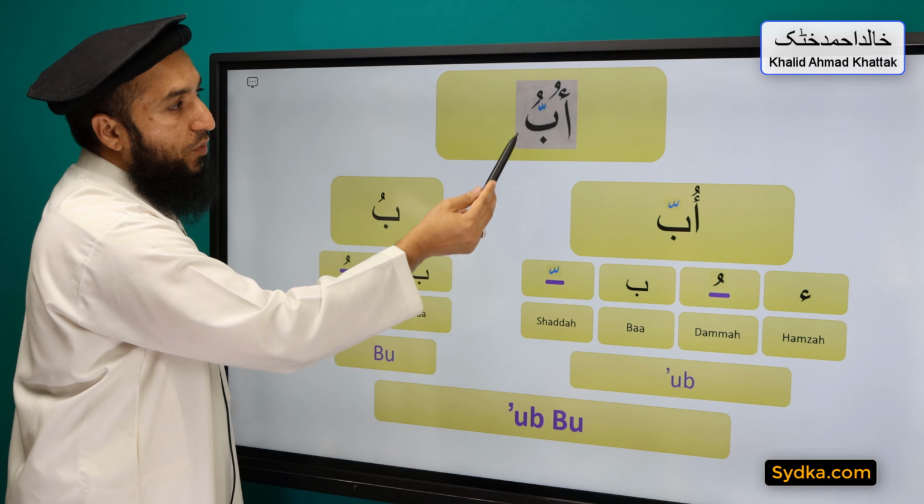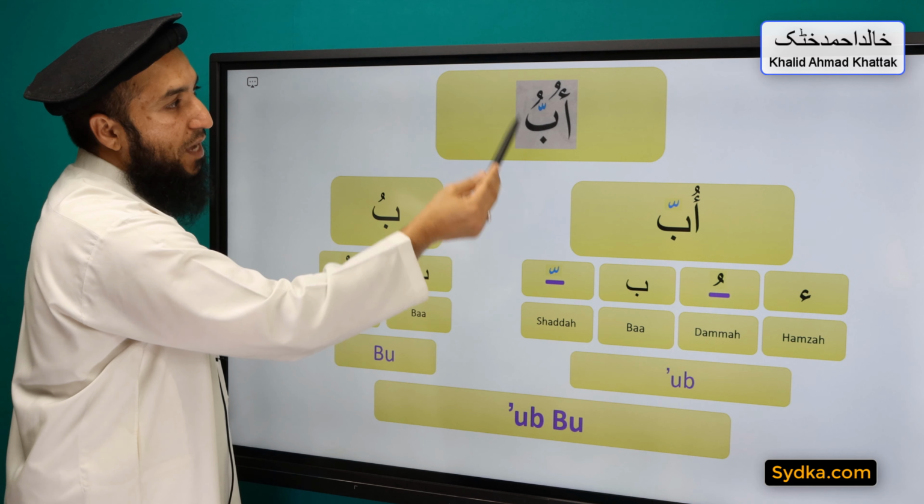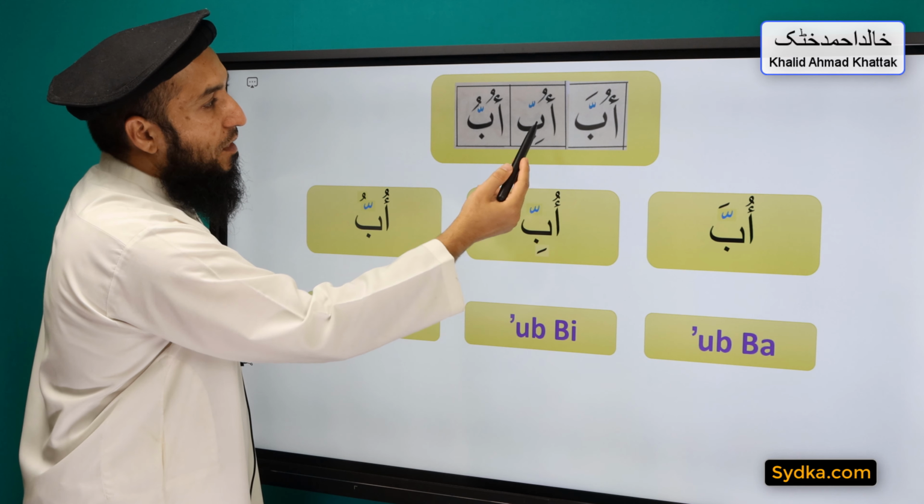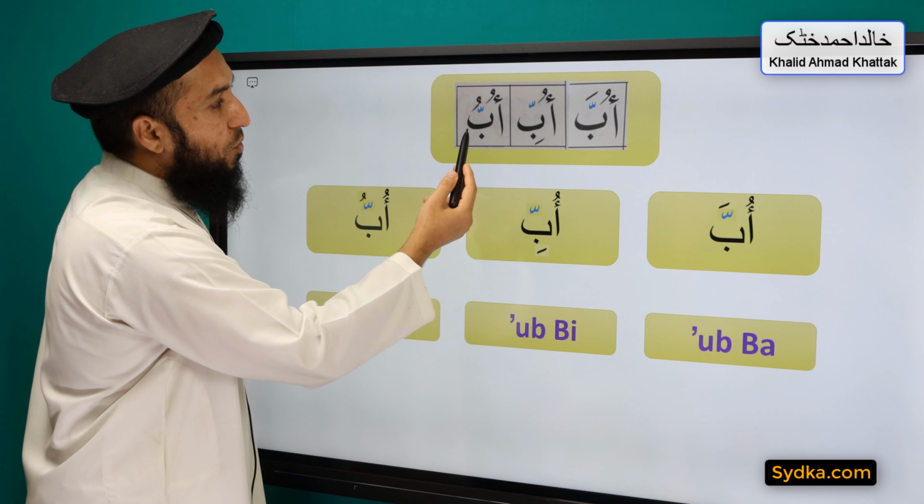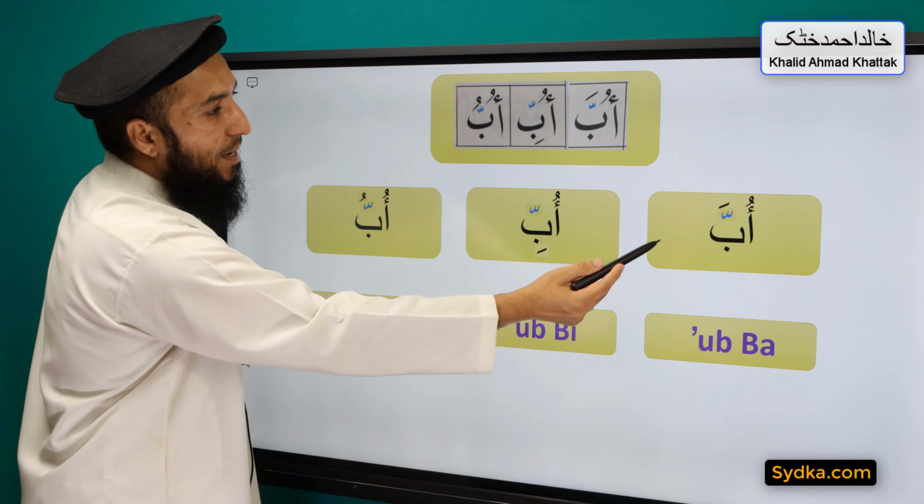The second syllable we have is Ba Dhamma Bu. Ba is a light letter, it has dhamma on top of it and it is prolonged for one count. Ba Dhamma Bu. Combining both syllables together we have Ubbu. Ubbu. Now all three words: Ubba, Ubbi, Ubbu. Ubba, Ubbi, Ubbu.